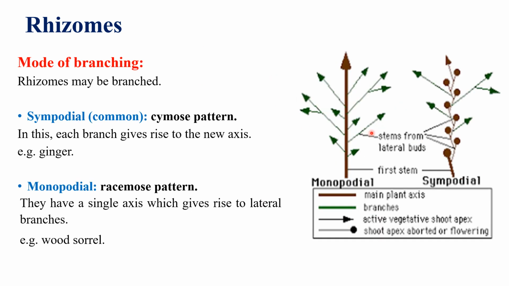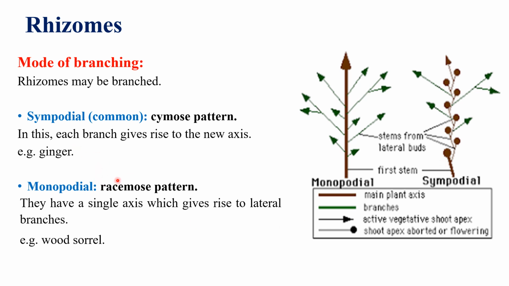There are two modes of branching for the rhizomes, either sympodial, also called cymose pattern. In this, each branch gives rise to the new axis. As you can see here, the old rhizome or branch will be at the bottom, and when it grows more, the new rhizome or new branch may be at the top. In this way, the branches constitute a new rhizome.